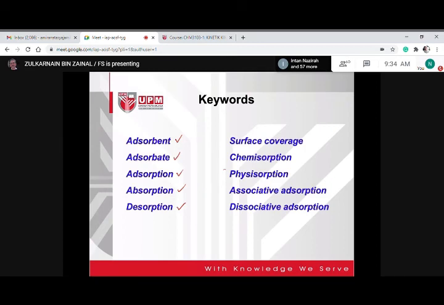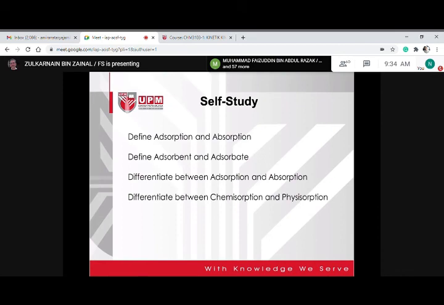Okay, then you have absorption process, desorption process, associative absorption. What is dissociative absorption? Associative absorption, dissociative absorption. We're going to see that later. All right. So this you can find out yourself: how do you define adsorption and absorption?